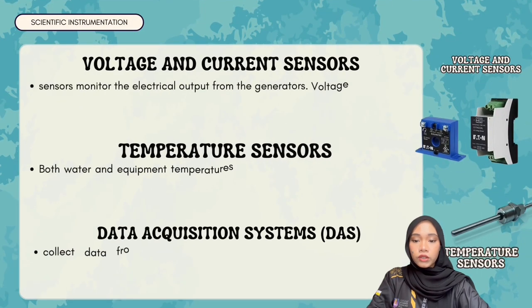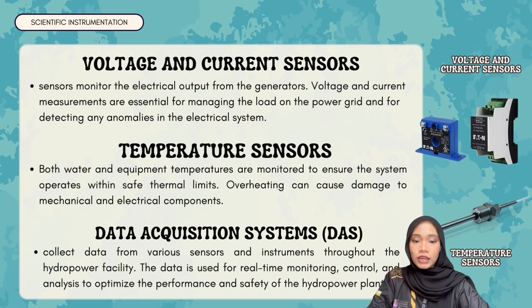Number 4 is voltage and current sensor. It is used to monitor the electrical output from the generators. Voltage and current measurements are essential for managing the load on the power grid and for detecting any anomalies in the electrical system. Number 5 is temperature sensor.